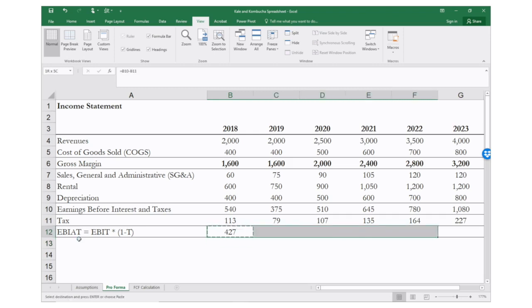And you can now extend that to 2023. You now have a fully projected income statement between 2018 and 2023. And this very last line is going to be the key first piece of the free cash flows that we will start computing next.